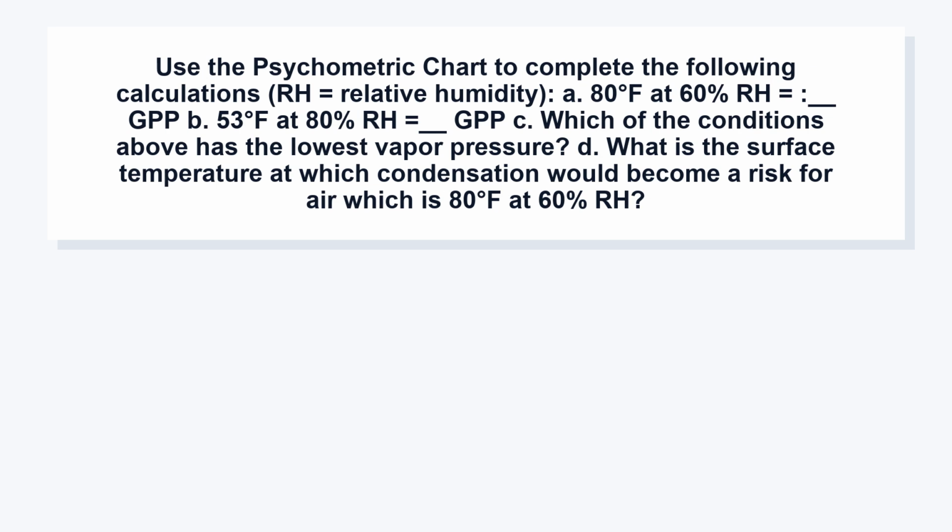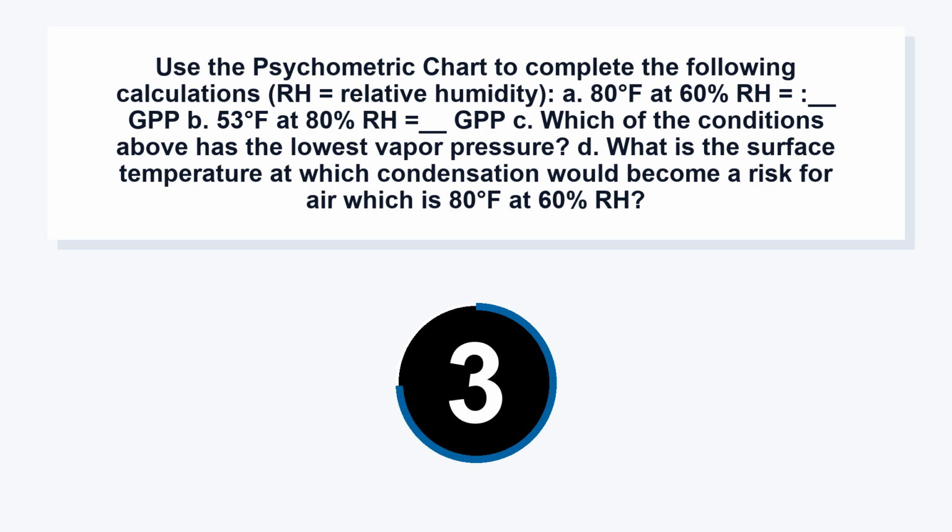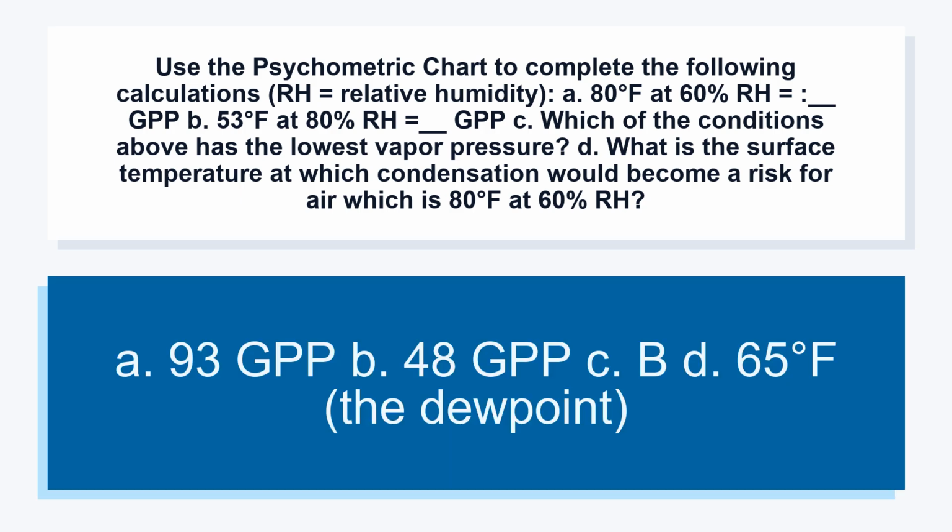Use the psychrometric chart to complete the following calculations. RH equals relative humidity. A, 80 degrees Fahrenheit at 60% RH equals _____ GPP. B, 53 degrees Fahrenheit at 80% RH equals _____ GPP. C, which of the conditions above has the lowest vapor pressure? What is the surface temperature at which condensation would become a risk for air which is 80 degrees Fahrenheit at 60% RH? A. 93 GPP, B. 48 GPP, C. B, D. 65 degrees Fahrenheit, the dew point.